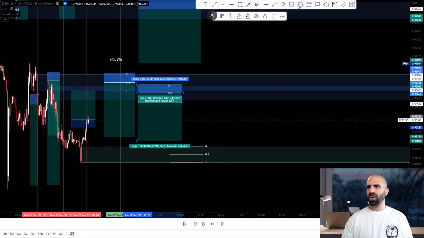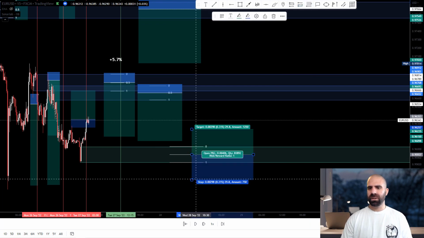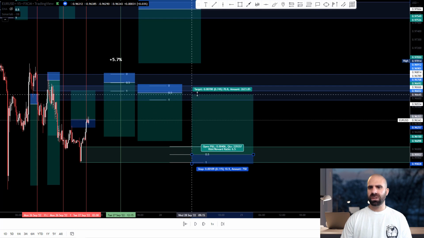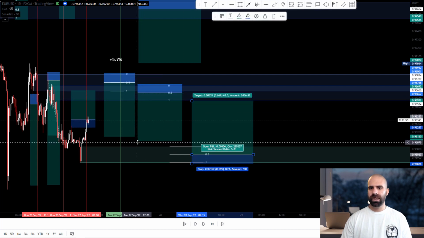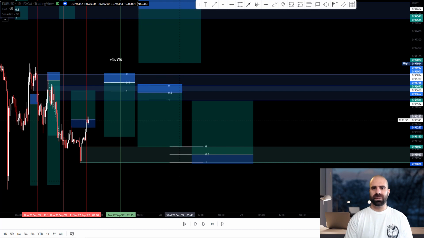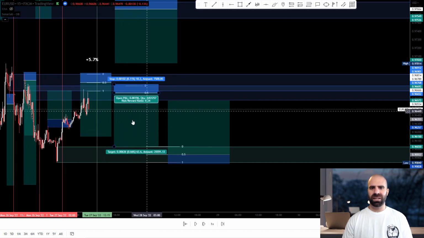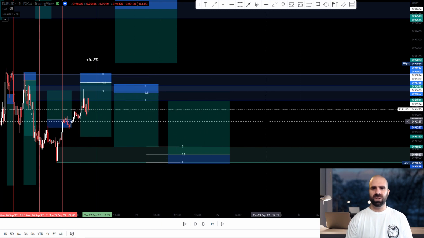Now, I'm gonna be opening yet another limit order, buy limit order right here, targeting the beginning of this, where is it? This order block. And this is gonna be going right here. Let's check this out. Which one is gonna be activated? This is activated right here. Let's see if we take profits.